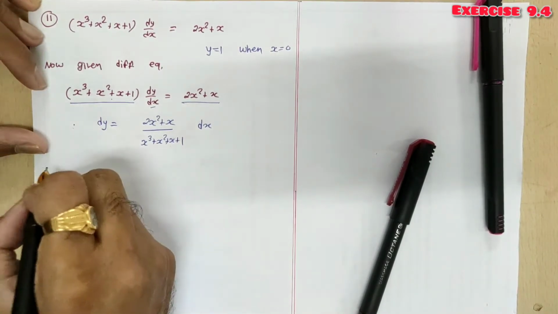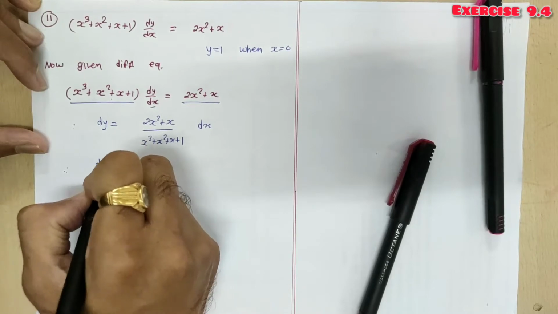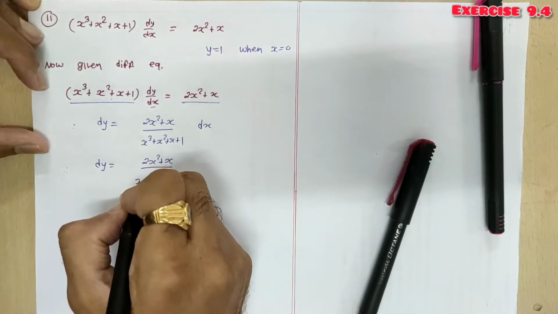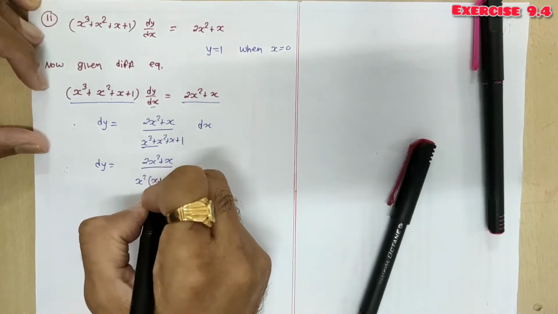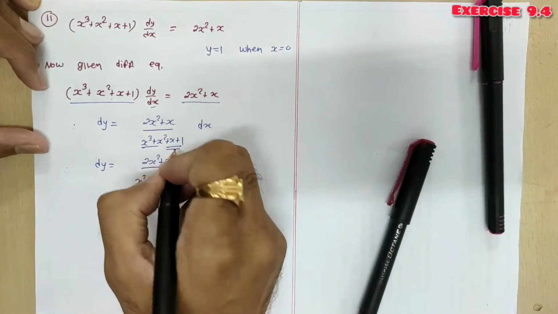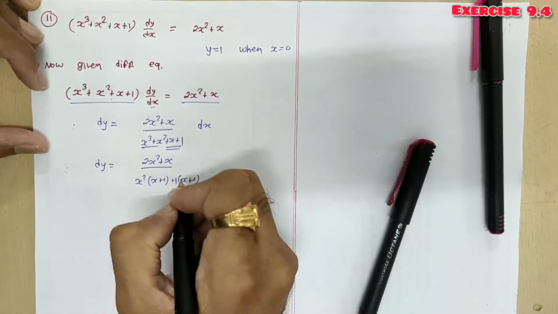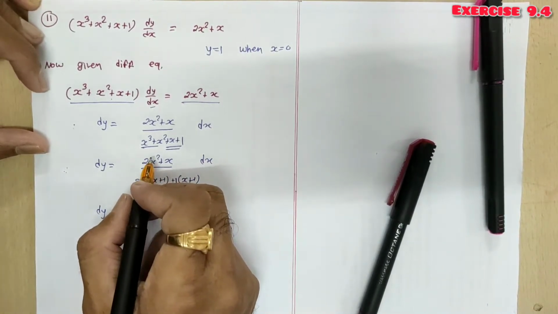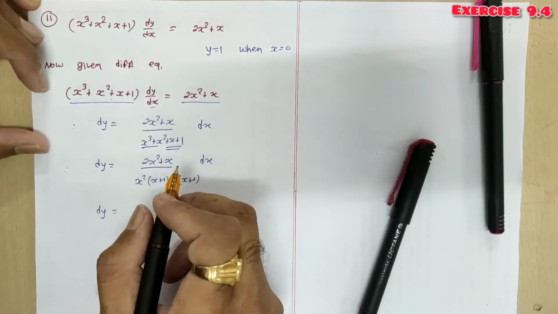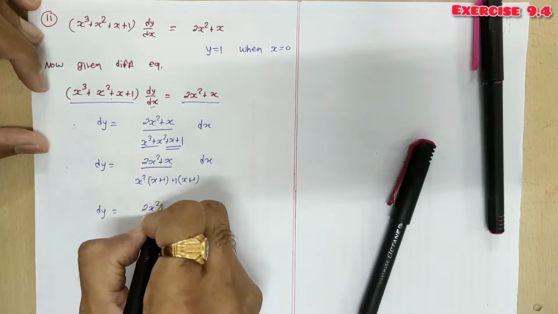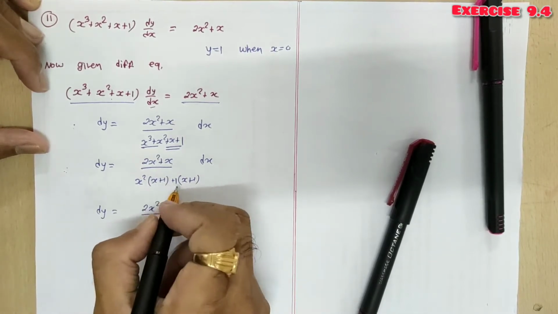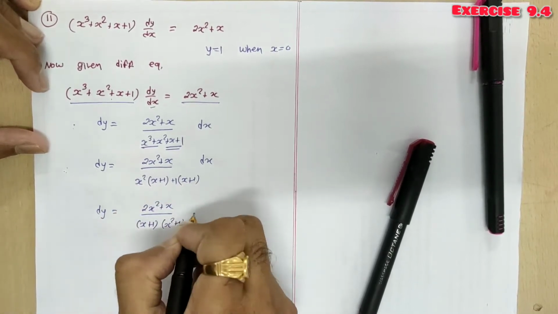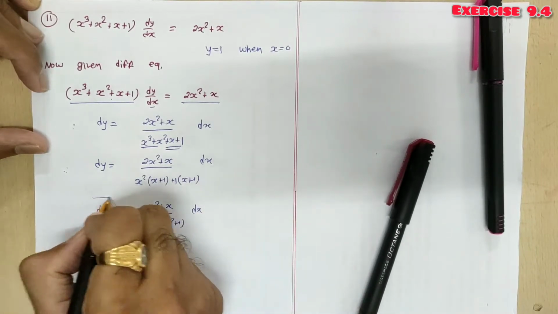Now simplification. dy equal to 2x square plus x. In the denominator, we can take x square common from the first two terms, so it's x plus 1, and from the last two terms we can take 1 common, so it's x plus 1 into dx. So dy equal to (2x square plus x). Here x plus 1 is a common term, and the remaining term is x square plus 1, dx. So this is variable separation.